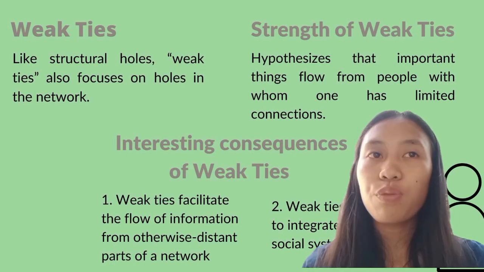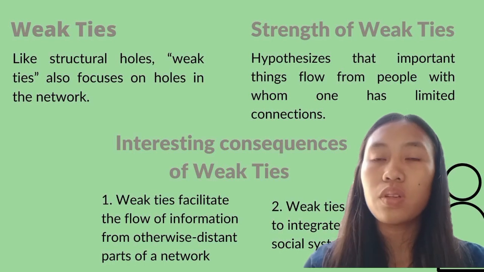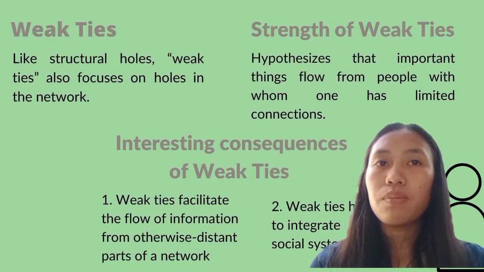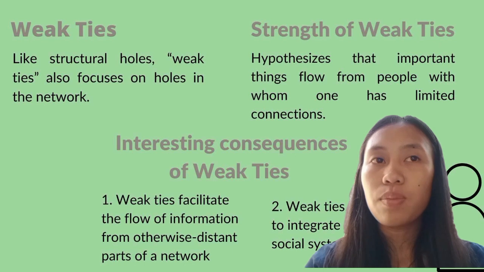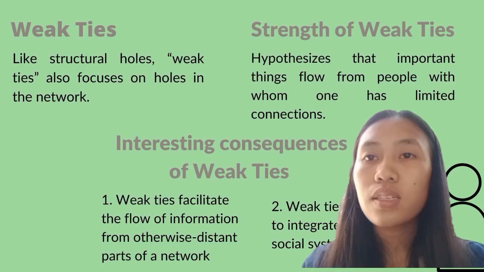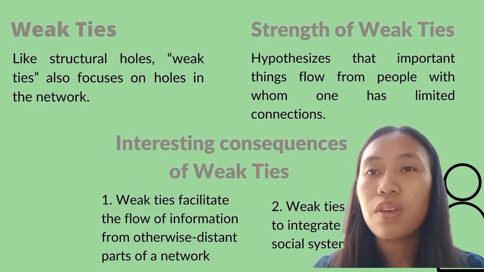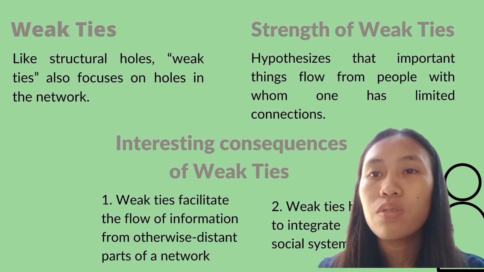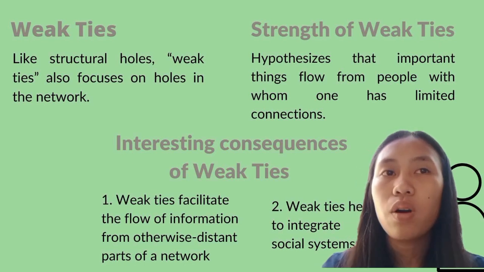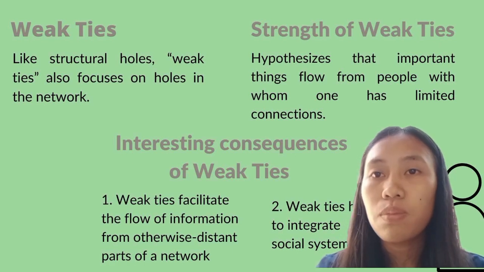The strength of weak ties hypothesis suggests that valuable information and opportunities come from individuals with whom one has limited connection. For example, let's say I'm looking for a new job in a specific field. My close friends and family, who are part of my strong ties, may already know about the job opportunities within their immediate circle.